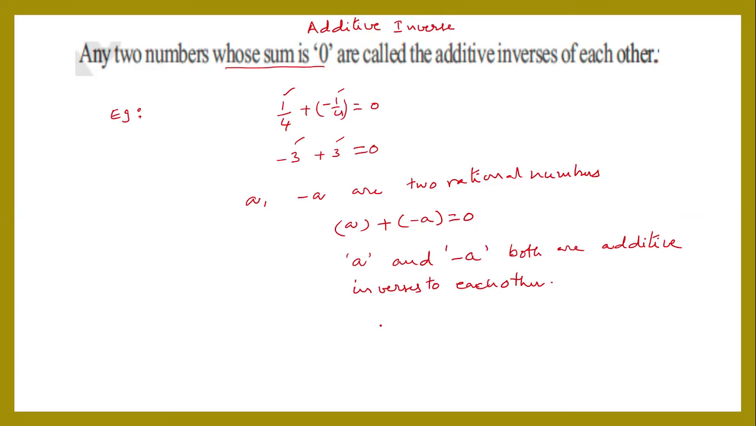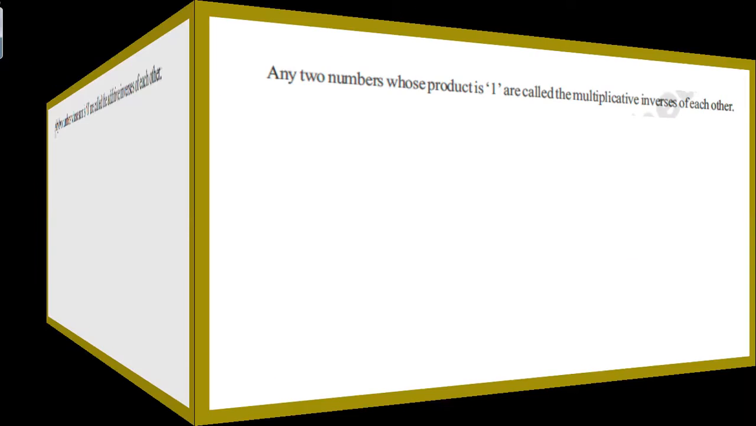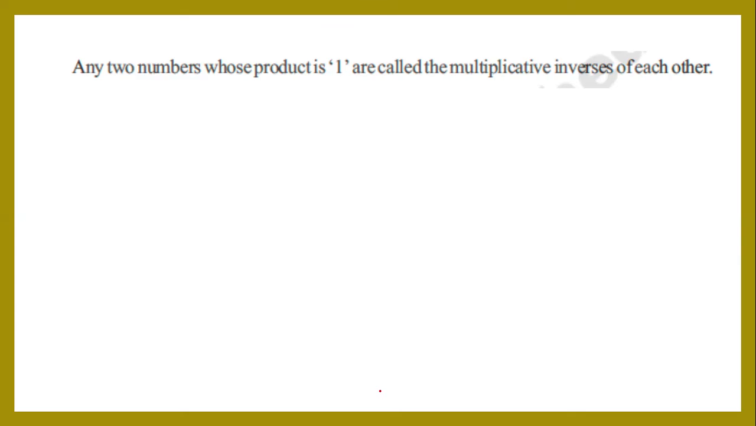The natural numbers do not have negative numbers. The integers also do not have negative numbers. Hence these two do not satisfy the additive inverse property. Okay. Now we move to the next property, that is called multiplicative inverse.